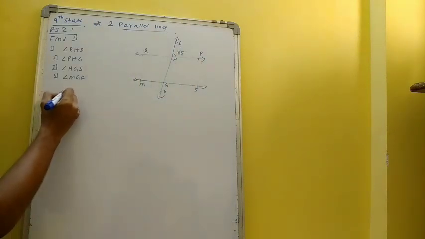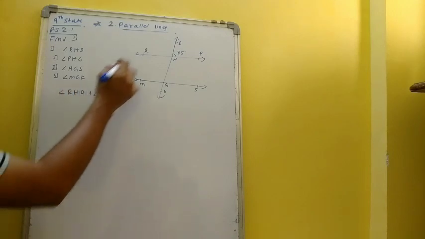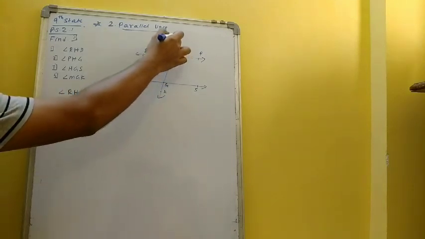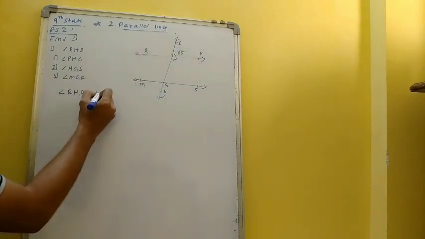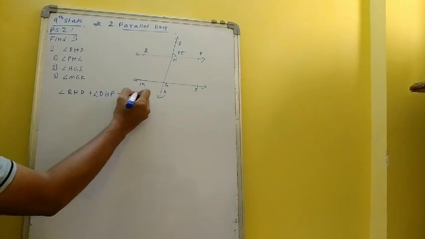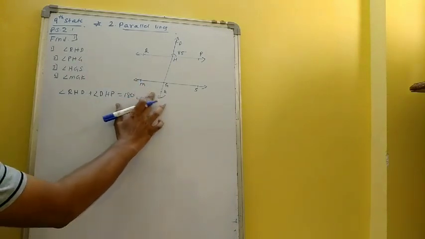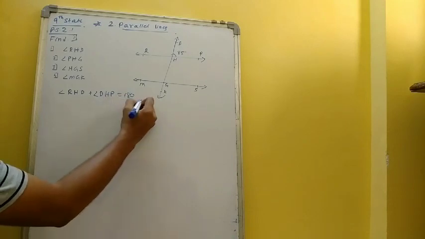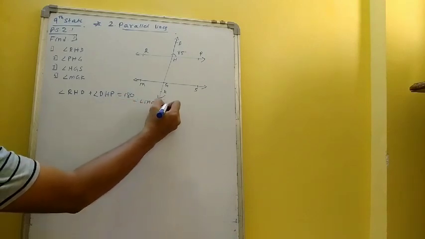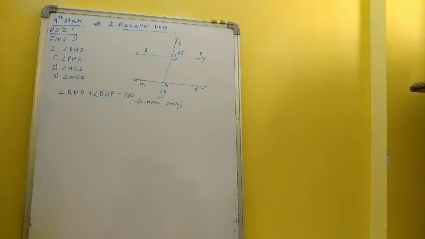So I can say that angle RHD plus angle DHP is equal to 180. That is LP. LP means linear pair, or we can write angles in linear pair. Straight line means linear pair. We have already learned earlier.